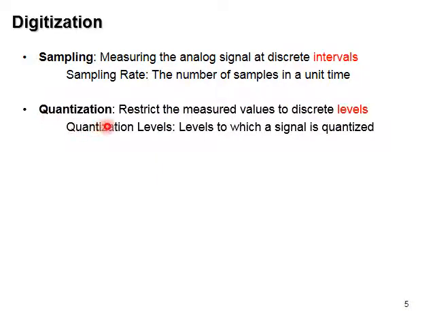I'm going to have an example next to explain what this is, but let's see the definitions. The quantization is to restrict the measured values. Those values that you measure in the sampling stage, they would be restricted to discrete levels. The parameter that defines the quantization is something called quantization levels, which are levels to which a signal is quantized. So let's have an example.